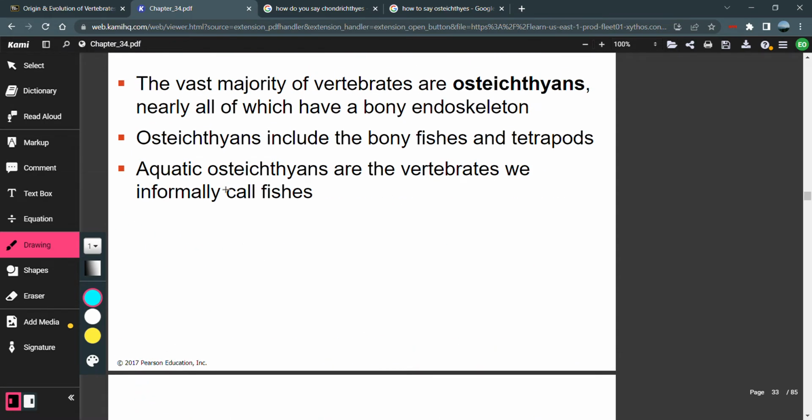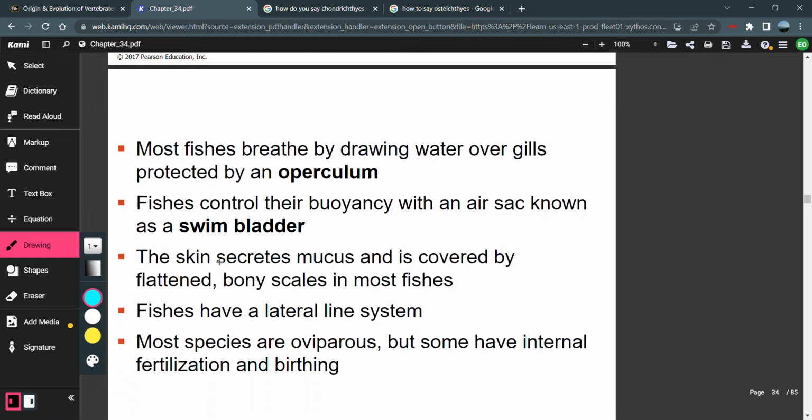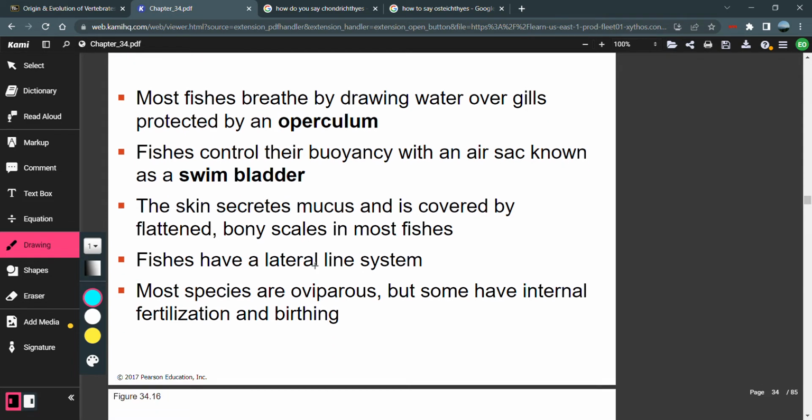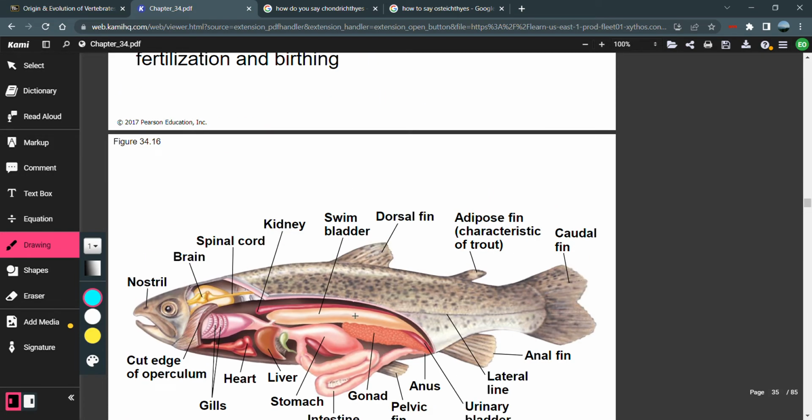Most fishes breathe by drawing water over the gills, protected by the operculum. Fishes control their buoyancy with an air sac known as a swim bladder, and they secrete mucus and are covered by flattened bony scales in most fishes. They have a lateral line system, and most species are oviparous, but some have internal fertilization and birthing. So here's our fish, and here's our lateral line system.